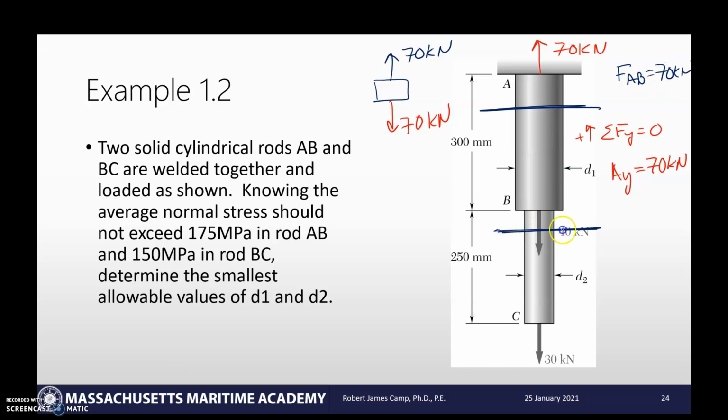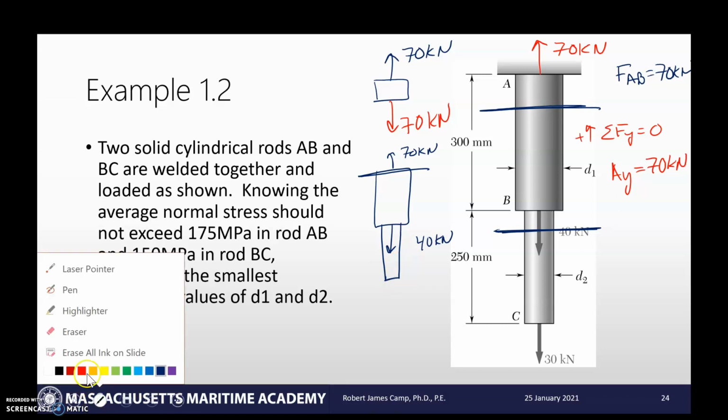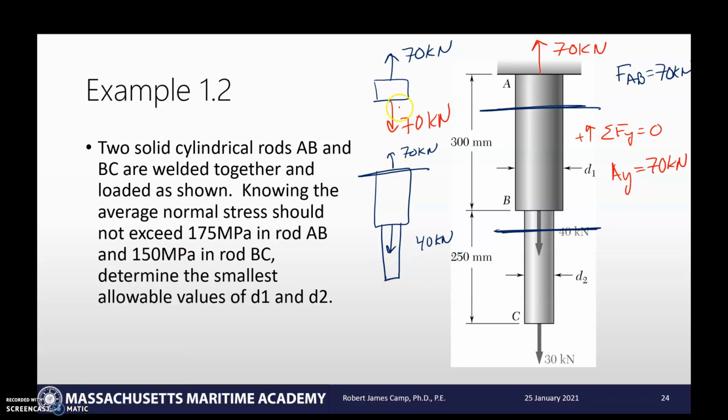We'll draw the free body diagram up to the second cut here. So I have the large end of the cylinder with 70 kilonewtons there. At the end of this, I have 40 kilonewtons. And then I have the smaller one where I'm making the cut. And since I am making the cut there, I'm going to have to do the same thing and balance everything out. So I have 70 kilonewtons pulling up. I have 40 kilonewtons pulling down.